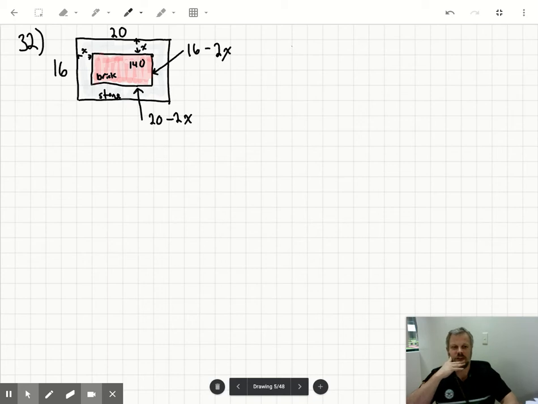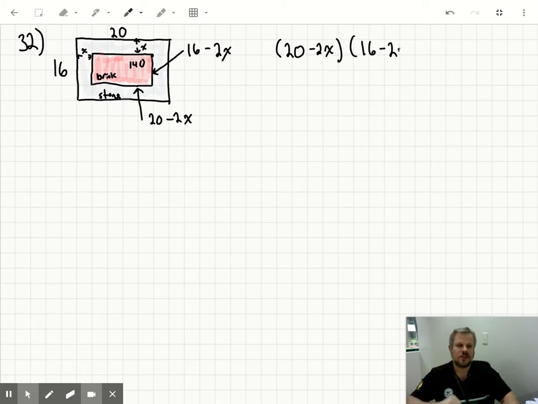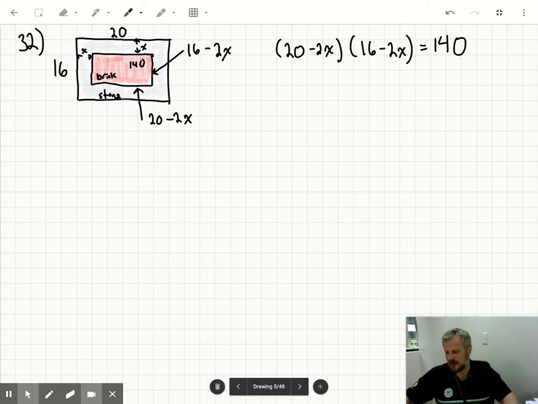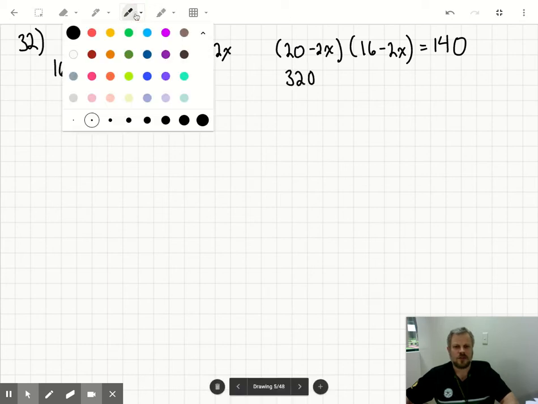All right, so we're going to say that length times width is equal to area. So we've got 20 minus 2x times 16 minus 2x equals 140. Okay, so we can go ahead and expand that. When we multiply here, we're going to get 320, right? 200 and 120, so 320.